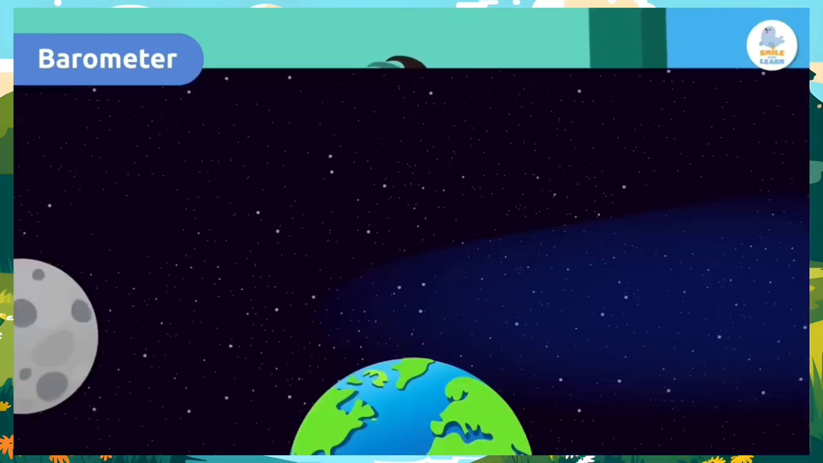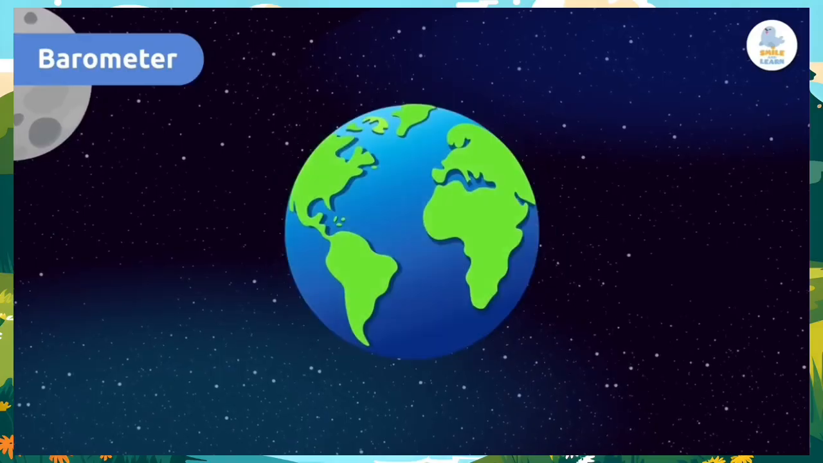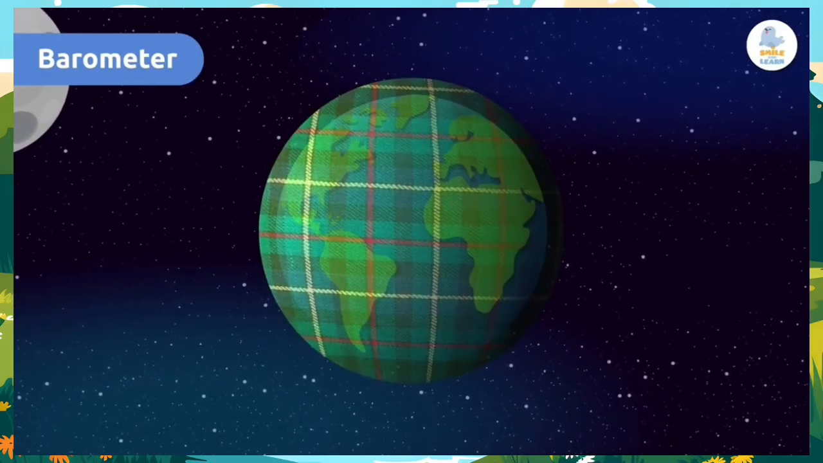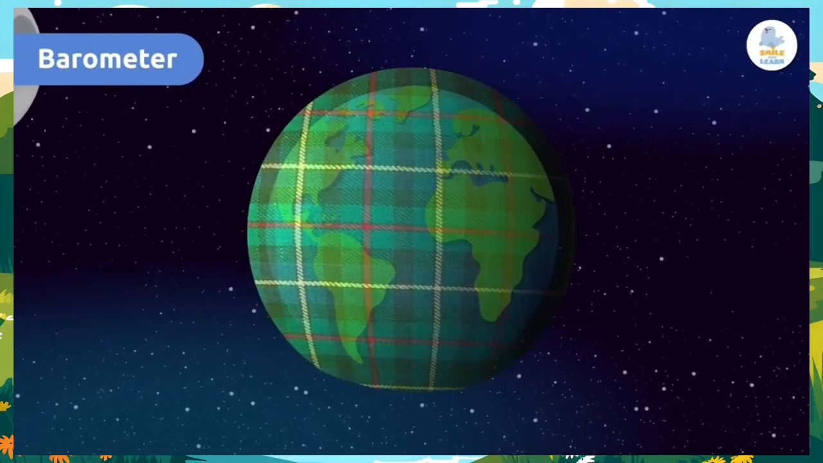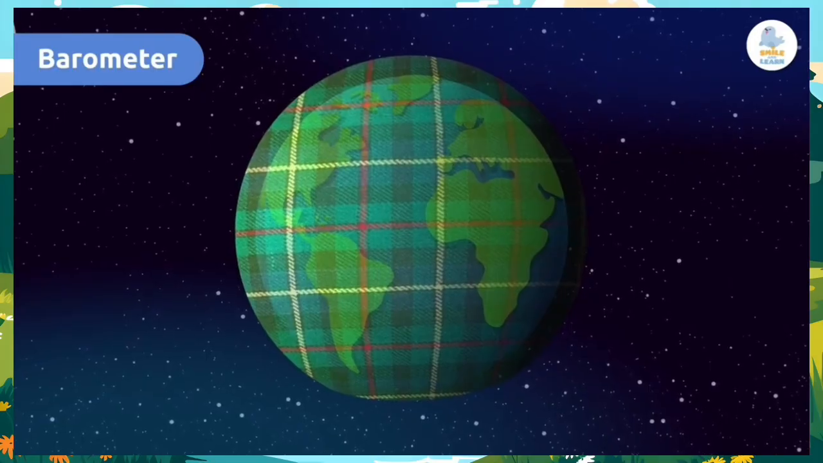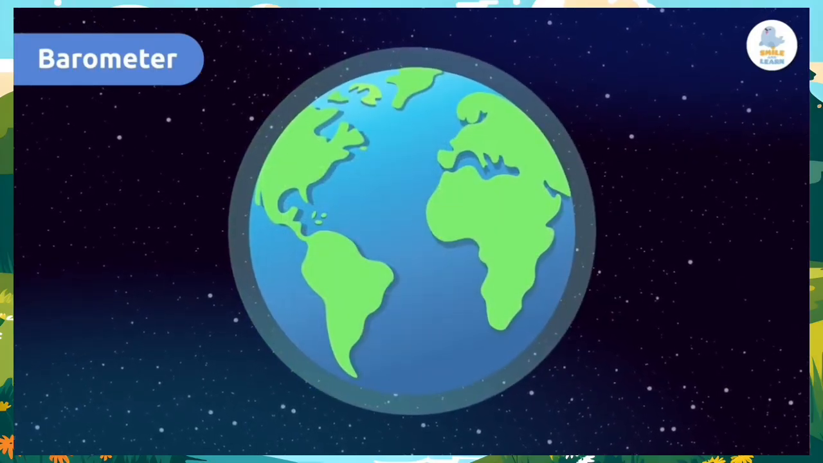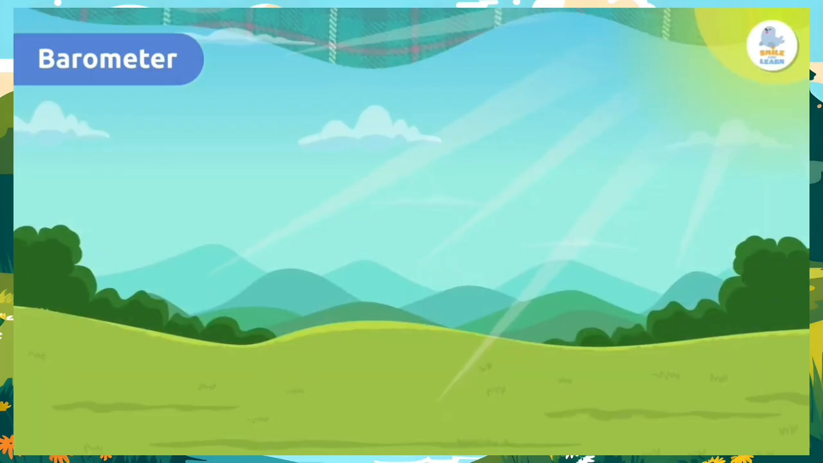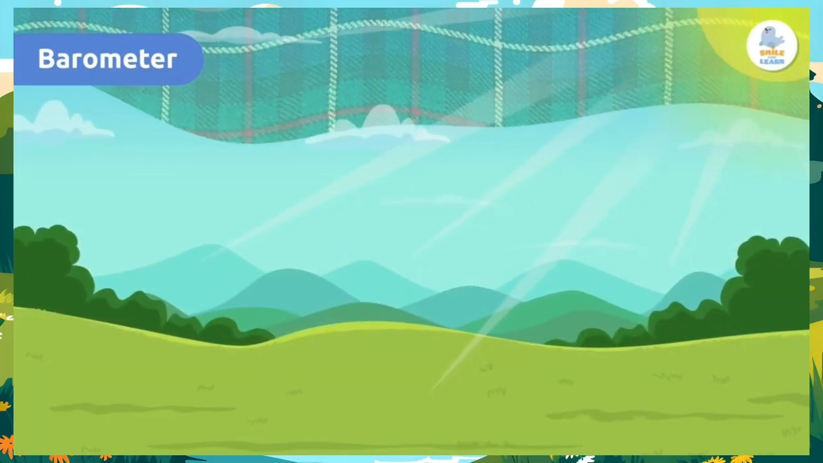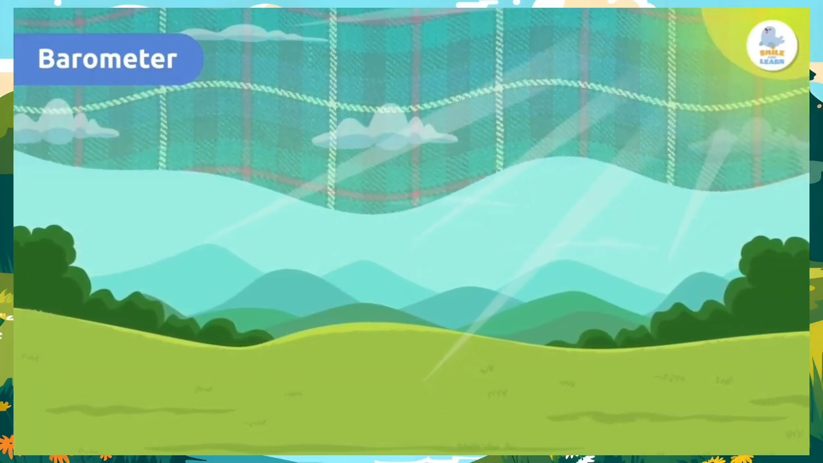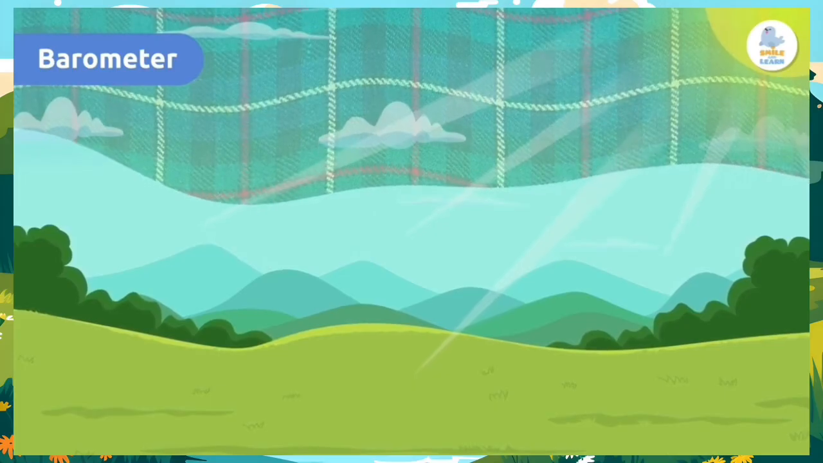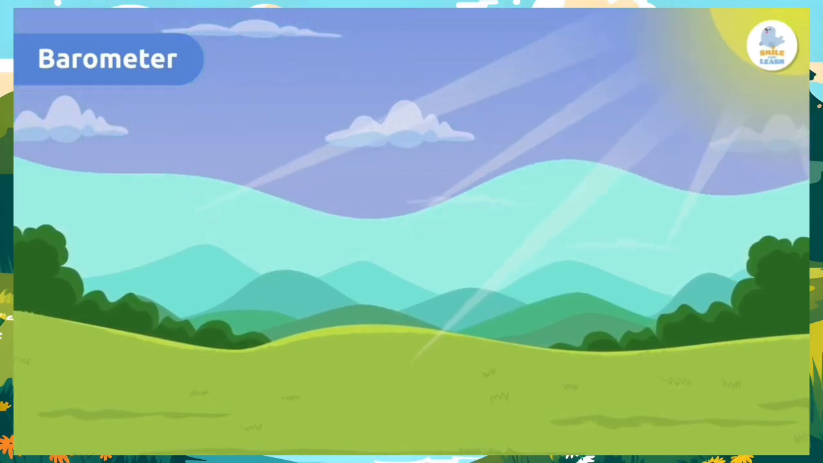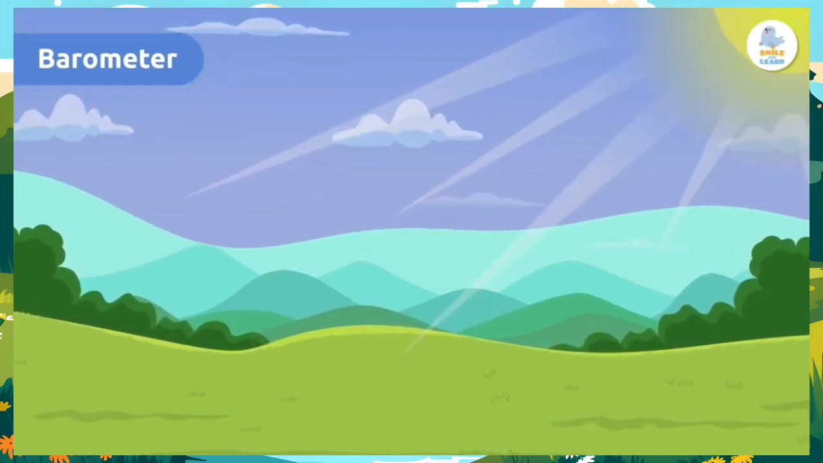I'll tell you. The atmosphere is like a big blanket of air that covers all of Earth. We can't see it, but it's always there. Atmospheric pressure is the weight of that blanket of air that we feel pushing down on us. But that weight, or atmospheric pressure, changes depending on where we are and the weather conditions.